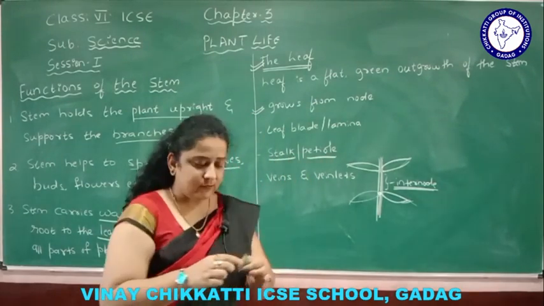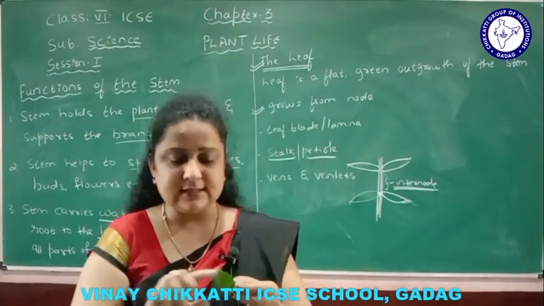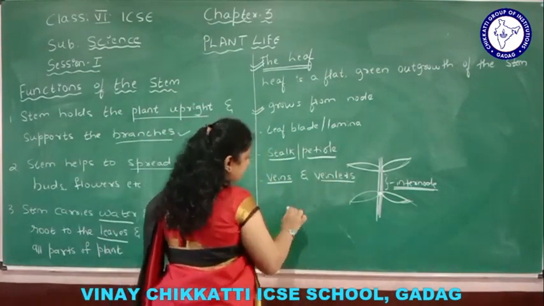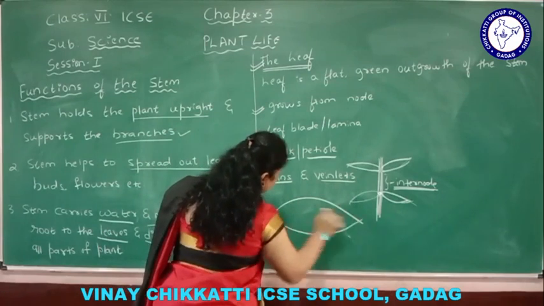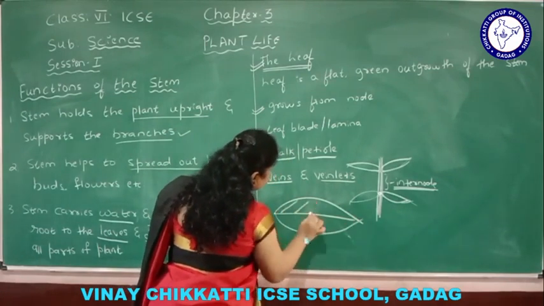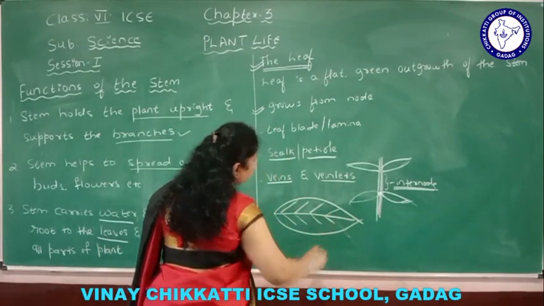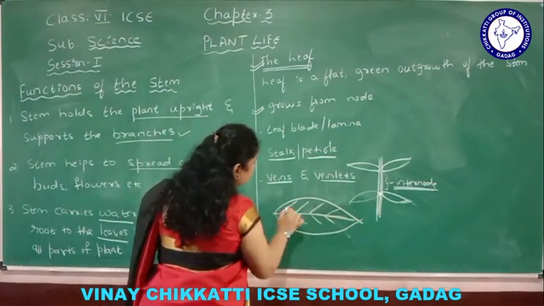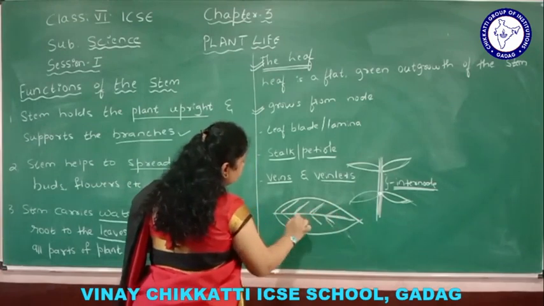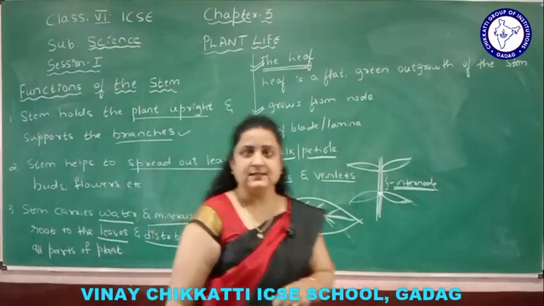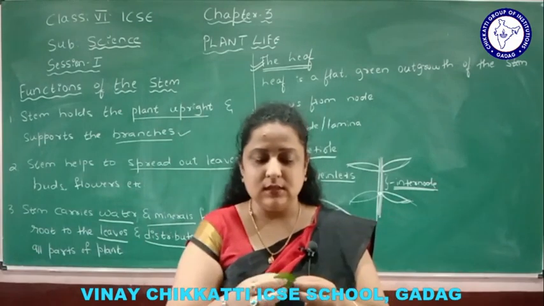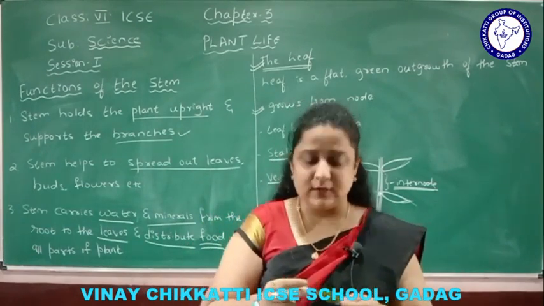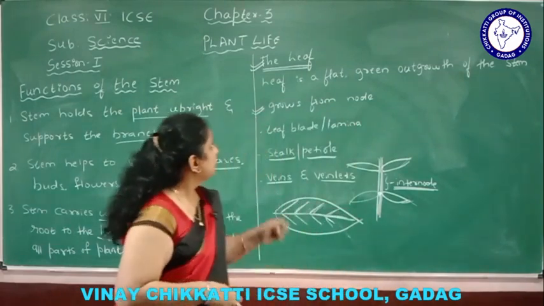And in the leaf you can see some lines, right? Those lines are called veins and veinlets. If you draw the leaf here, you draw lines like this, isn't it? These are called veins. This is the vein, and these in turn again give rise to branches. They are called veins and veinlets. They help in transport of water and minerals to the leaf, because leaf is the place where food is manufactured or prepared.